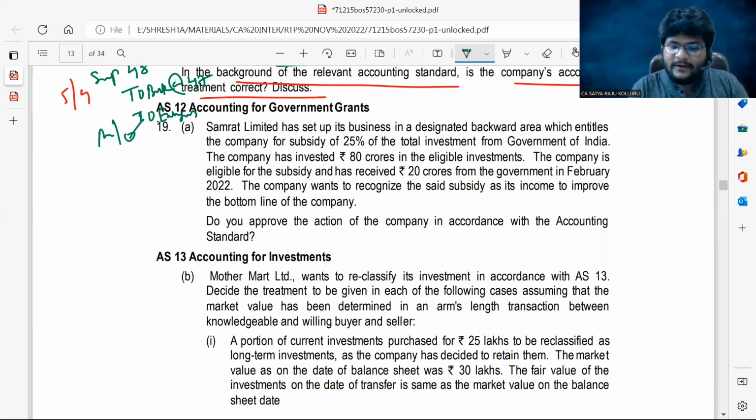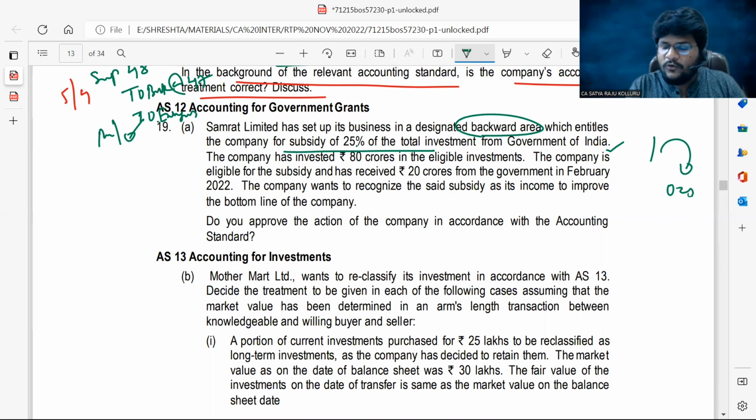Samrat Limited has set up its business in a designated backward area, which entitles the company to a subsidy of 25% of the total investment from the government of India. If you invest 1 rupee, 25% of it, that is 0.25 paisa, was directly given as subsidy by the government of India. The reason was that you established your entity in the backward area. Such a type of government grant is known as promoter's contribution. Am I right, guys?